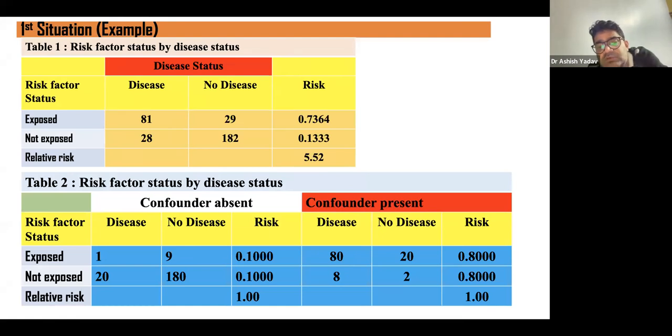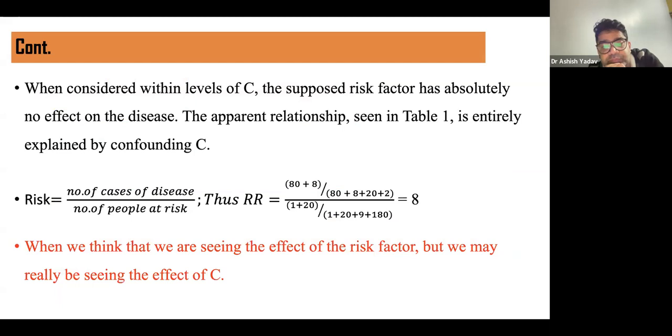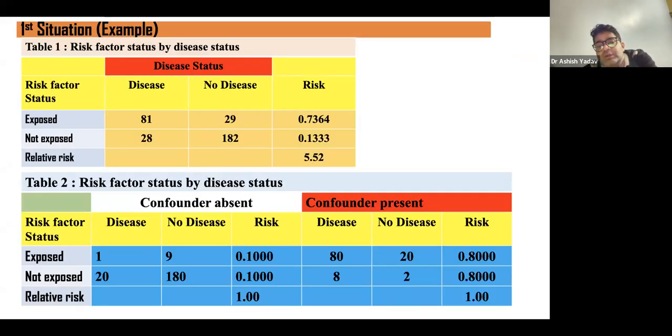The total number at risk would be 80 plus 8 plus 20 plus 2. The second one would be the number of people where the confounder is absent. With the confounder, the RR is the risk in exposed divided by the risk in non-exposed. The risk in exposed is where we have the confounder present: 80 plus 8 divided by the total. Divided by the risk in non-exposed, where the confounder is absent. So with the confounder absent, how much disease is there? 20 plus 1, divided by the total number, that is 20 plus 1 plus 9 plus 180.